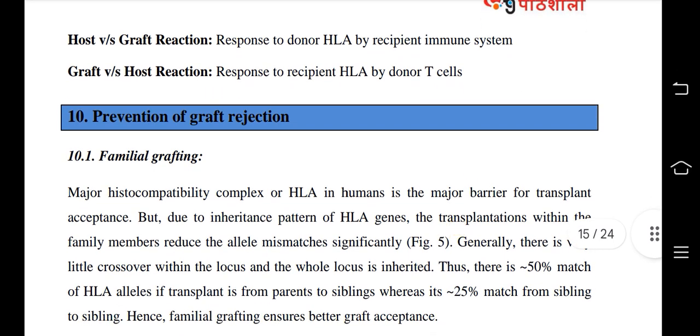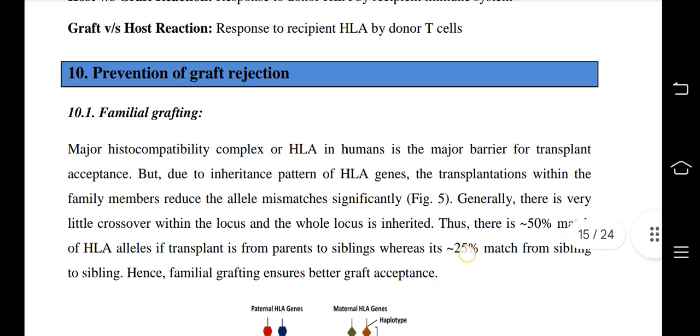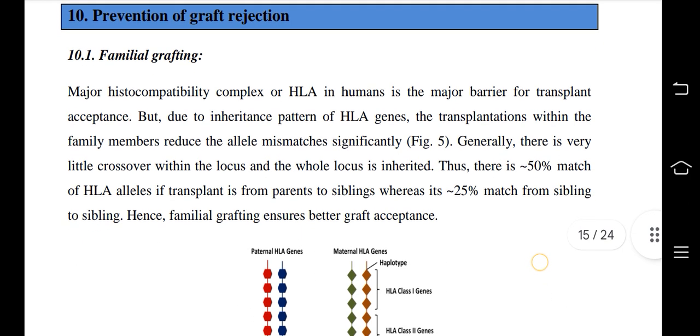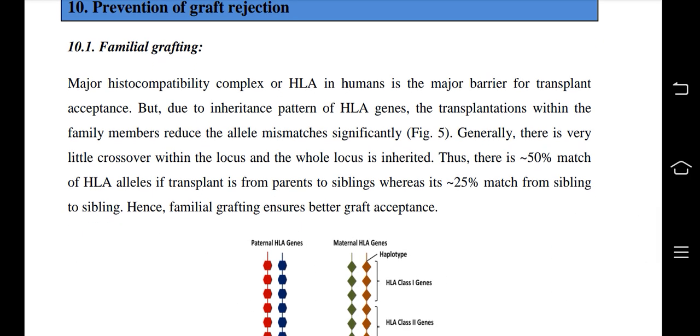Prevention of graft rejection. Familial grafting: the major histocompatibility complex, or HLA in humans, is the major barrier for transplant acceptance, but due to the inheritance pattern of HLA genes, transplantation within family members reduces the allele mismatches significantly. Generally, there is very little crossover within the locus and the whole locus is inherited. Thus, there is a 50% match of HLA alleles if the transplant is from parents to siblings, whereas it's a 25% match from sibling to sibling. Hence, familial grafting ensures better graft acceptance.